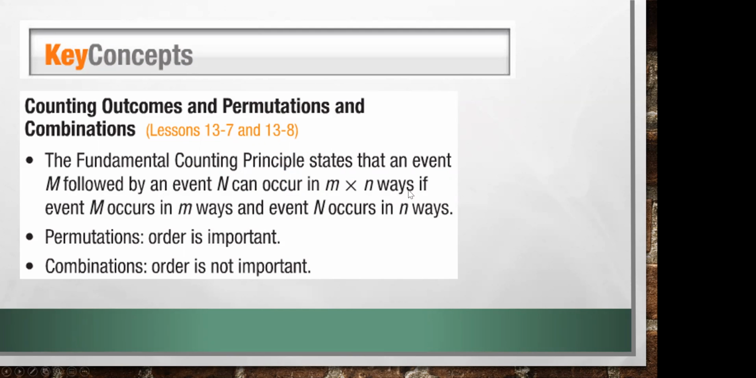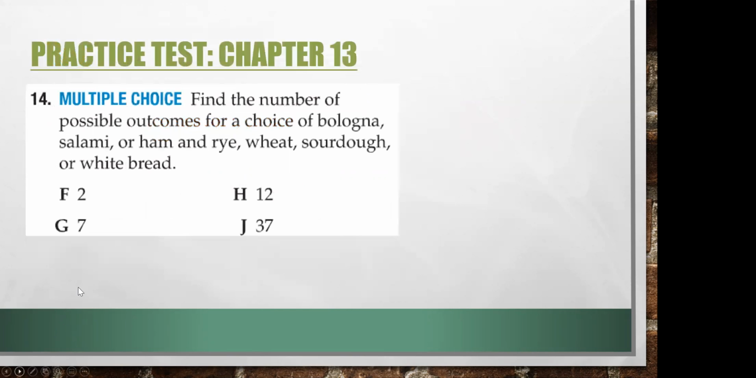Okay. All right. So here it says find the number of possible outcomes for a choice of bologna, salami, or ham, and rye, wheat, sourdough, or white bread. Okay, so it wants you to set up a diagram. So we've got the meat, the type of meat, and then the type of bread. Okay. So we've got 3 different types of meat: bologna, salami, and ham.